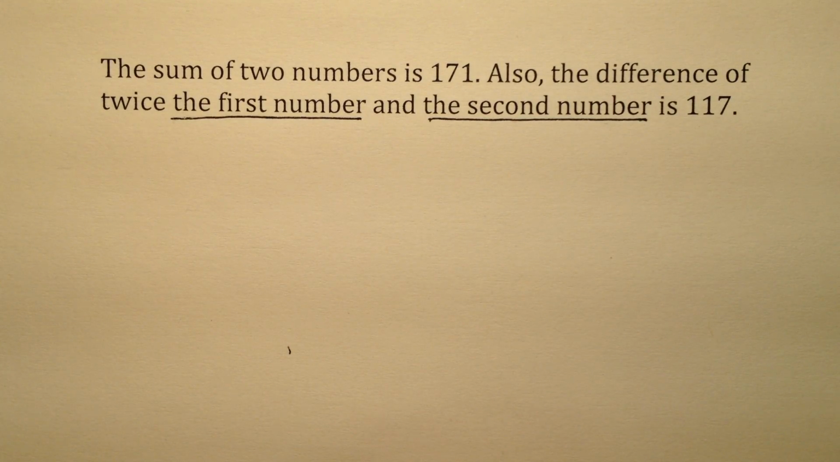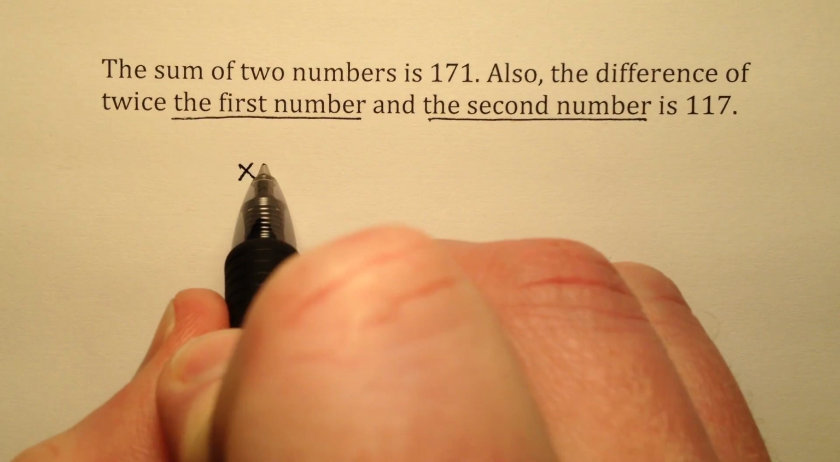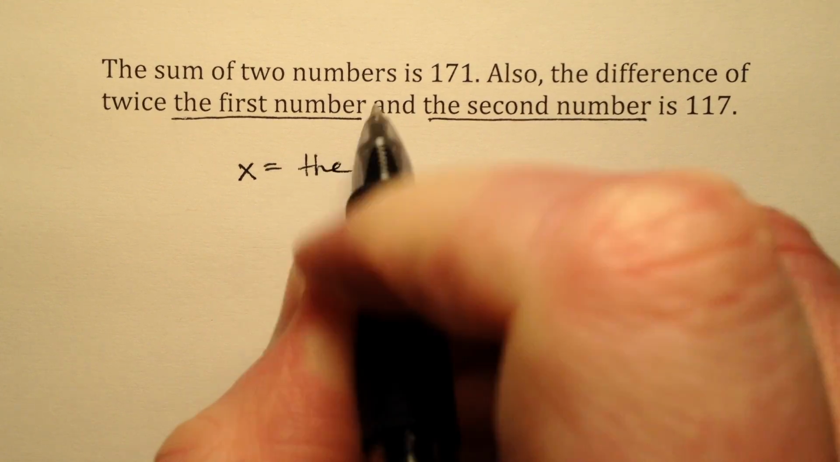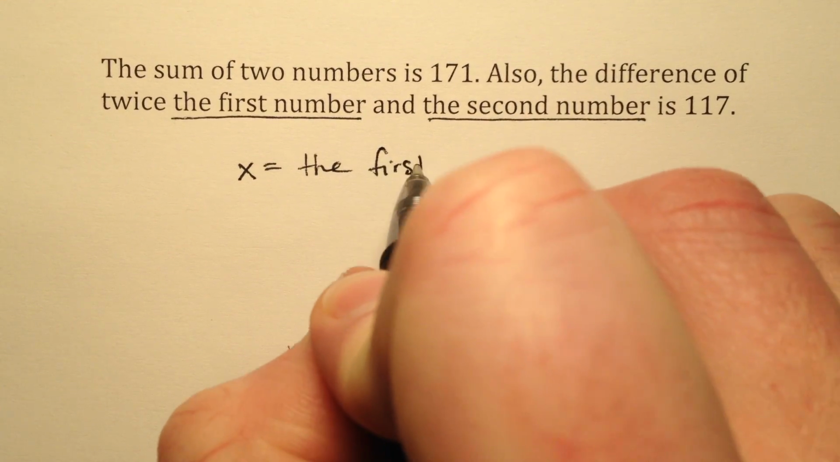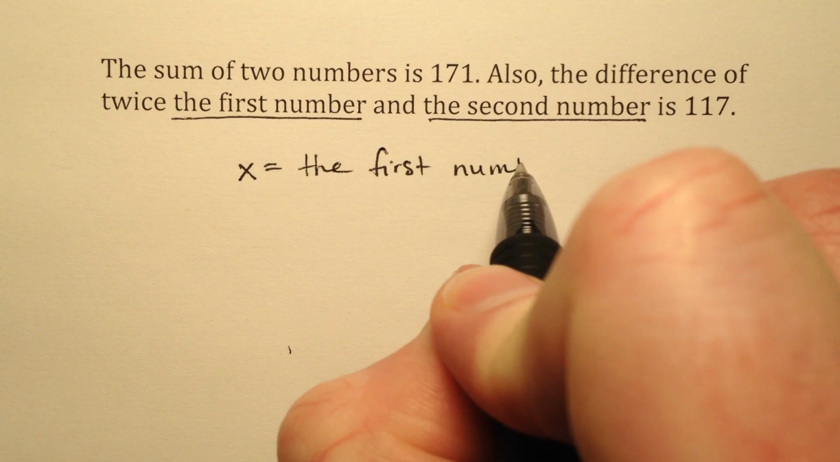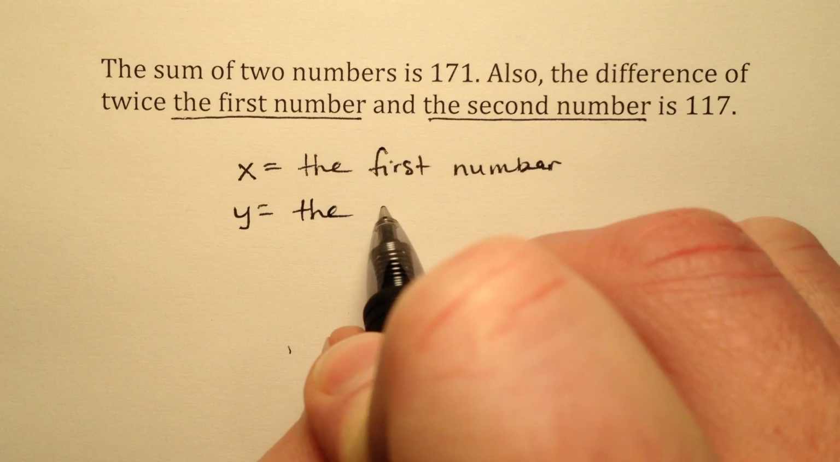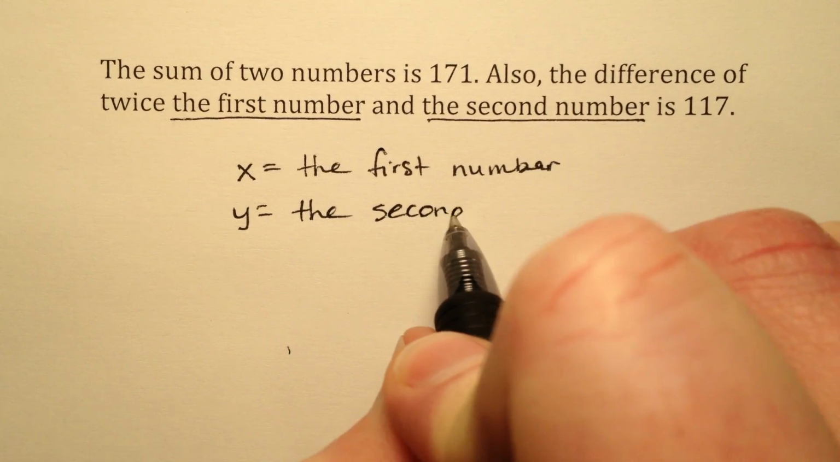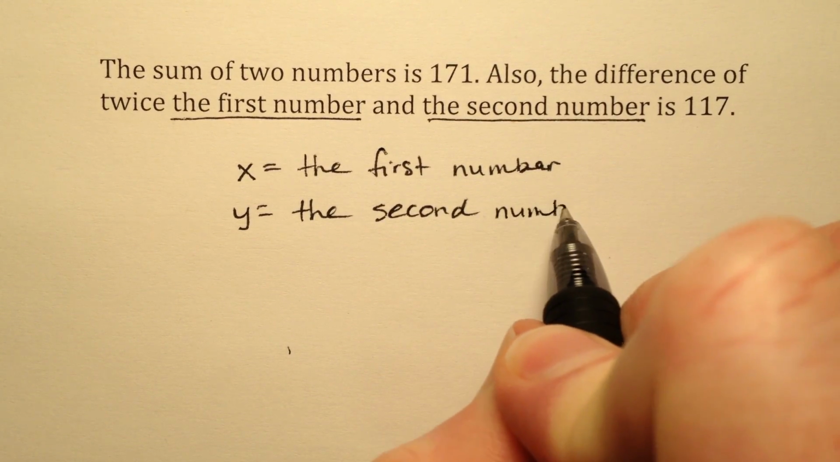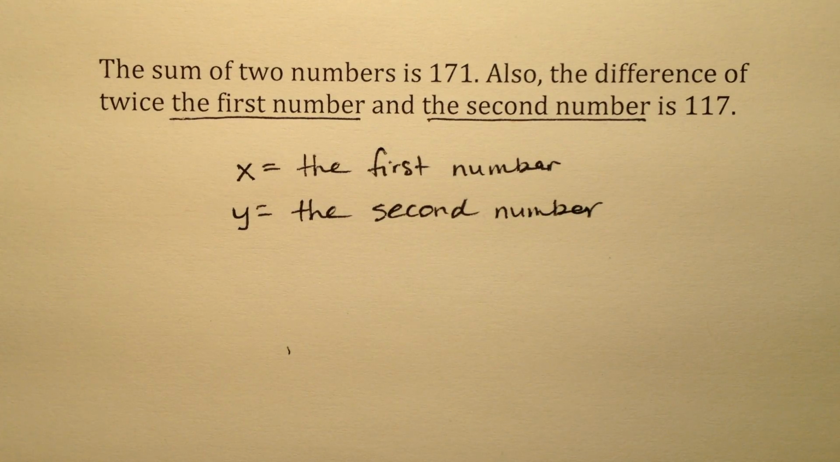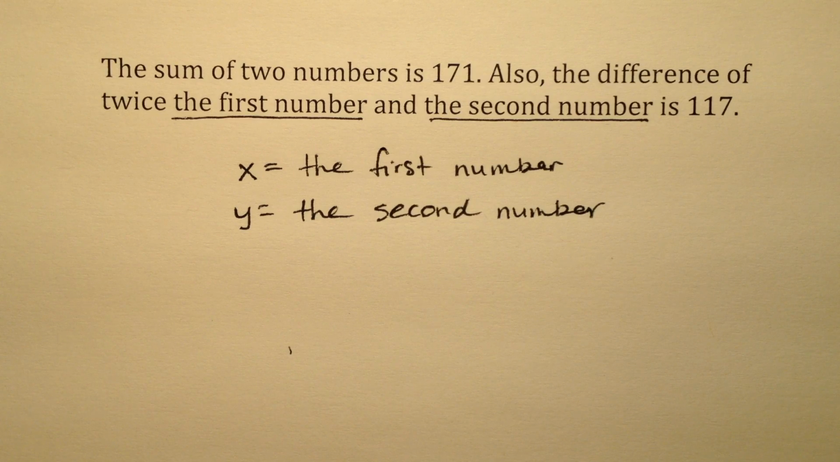So I could give some variable definitions right off the bat. I could say x equals the first number, and maybe y equals the second number. And once I have these variable definitions, I can go ahead and write some equations that are based on the relationships we're reading about here.